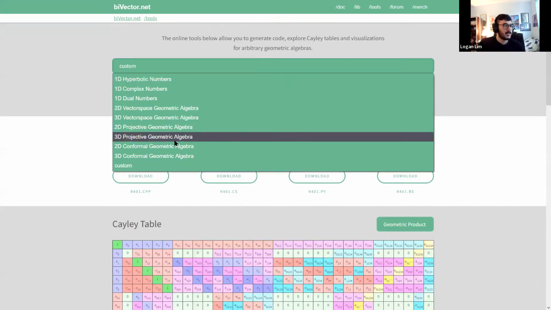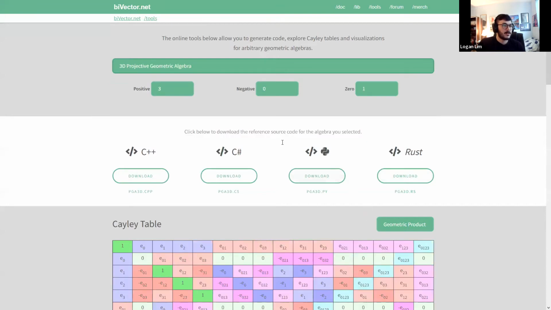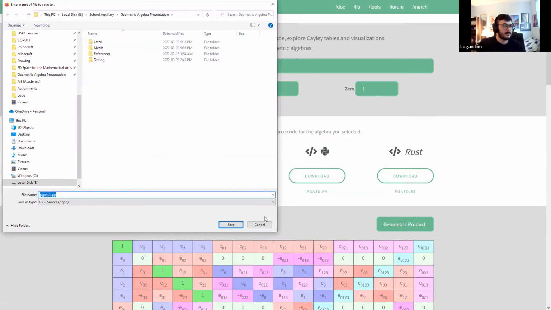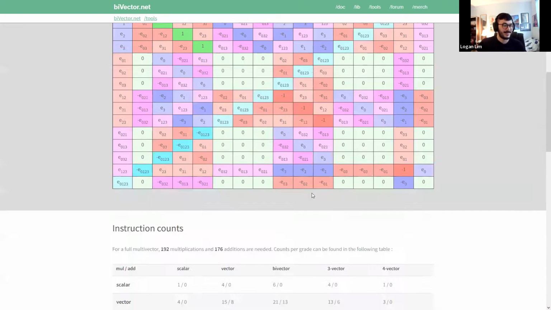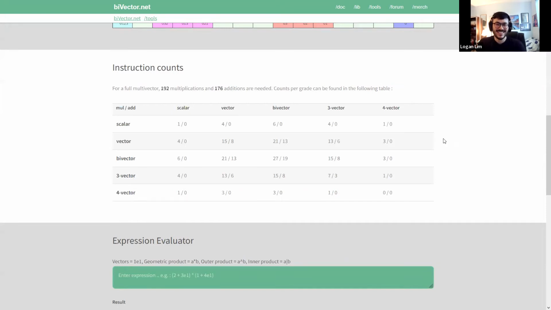And we could choose custom ones. And we can also download these things, which are generated code samples of all of the multiplication operations. So you don't even have to do them yourself. If you're like, I can't be bothered to write out all of these computations, then this generates it for you in Rust, C++, C#, and Python. Wow. All right. So I'm going to move on.